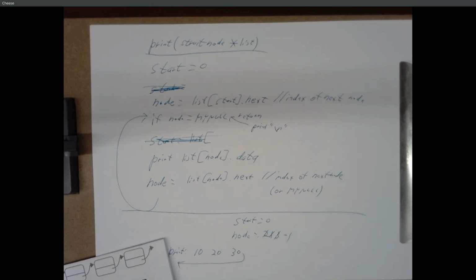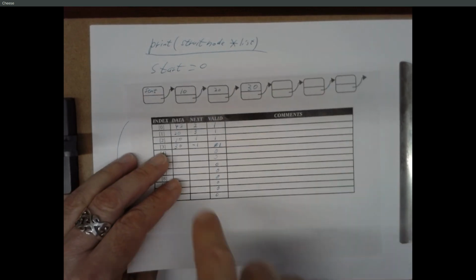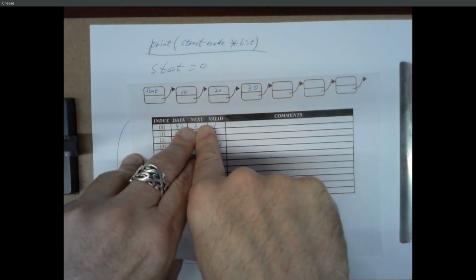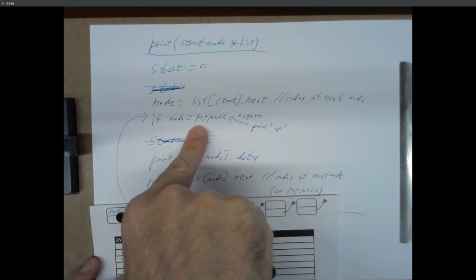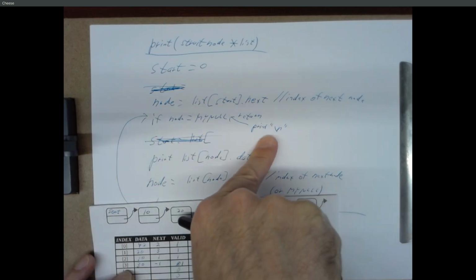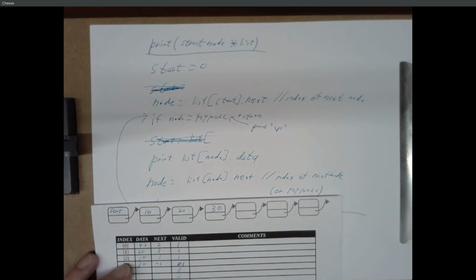Okay, and then try an edge case. Suppose that index[0].next is minus 1. Well, start equals 0, node will be equal to minus 1. If node equals MYNULL, it'll print a new line right away and return. Doesn't print anything, that works too.